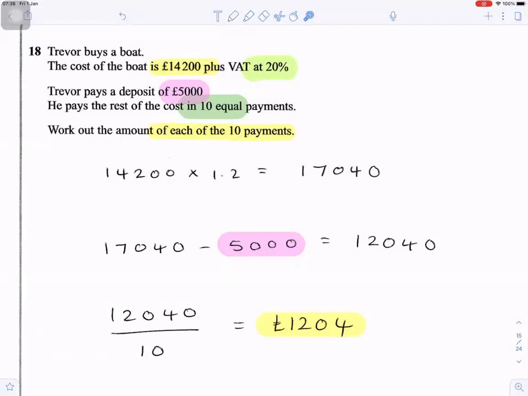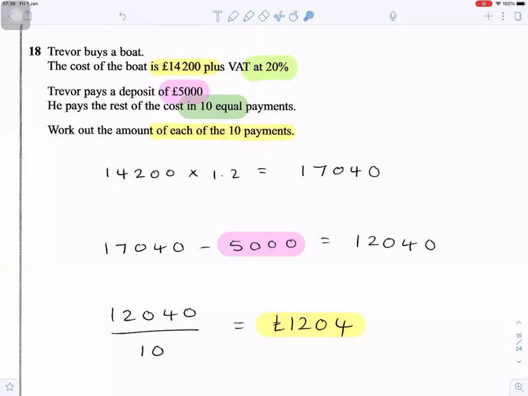Trevor buys a boat. The cost of the boat is £14,200 plus VAT at 20%. Trevor pays a deposit of £5,000. He pays the rest of the cost in 10 equal payments. Work out the amount of each of the 10 payments.